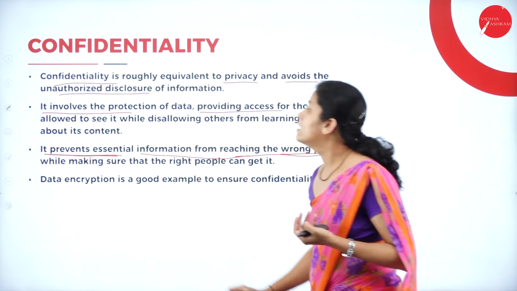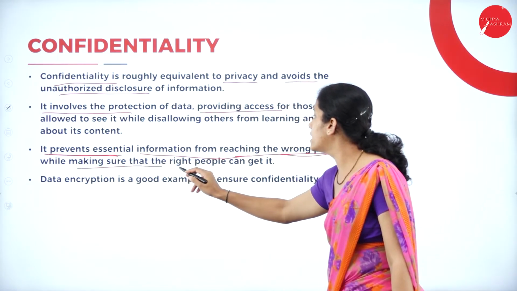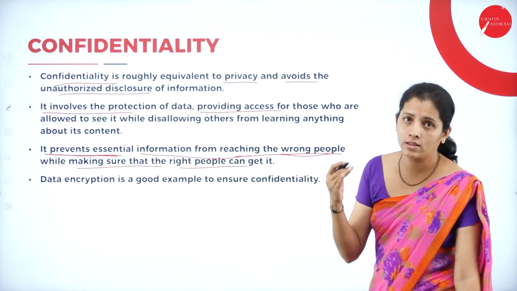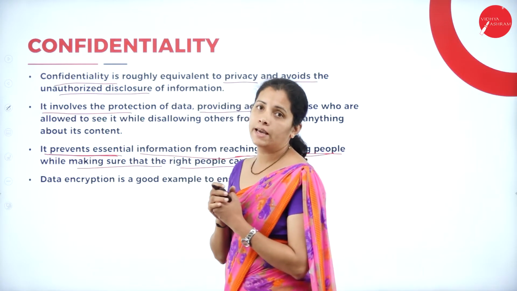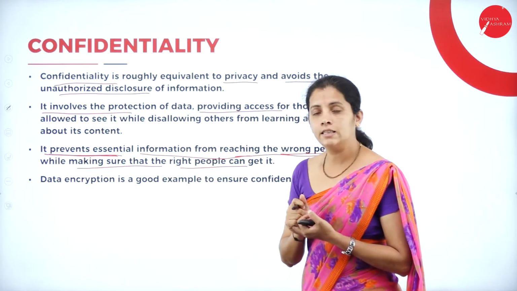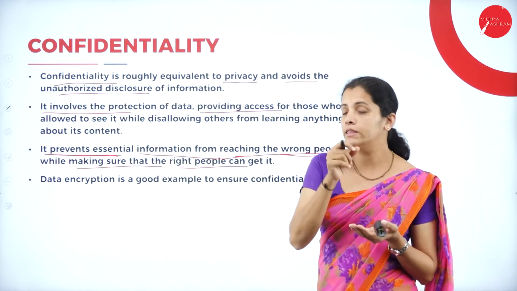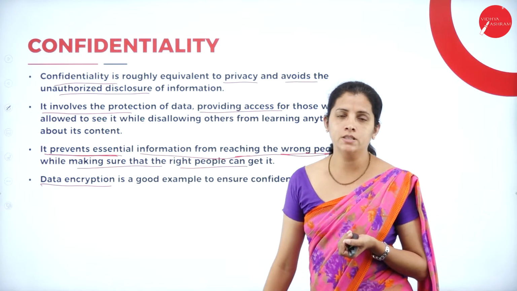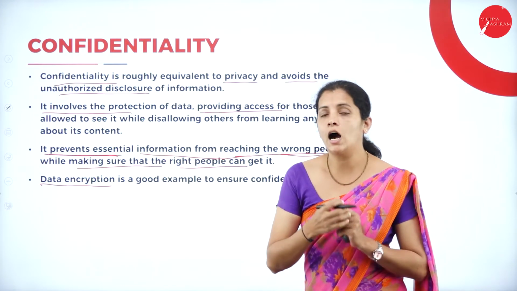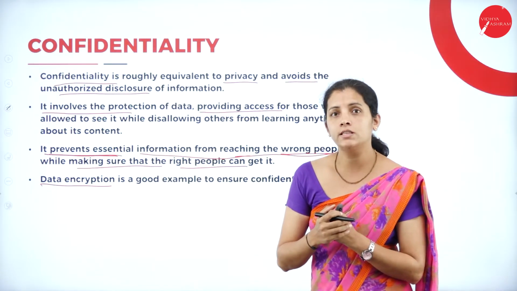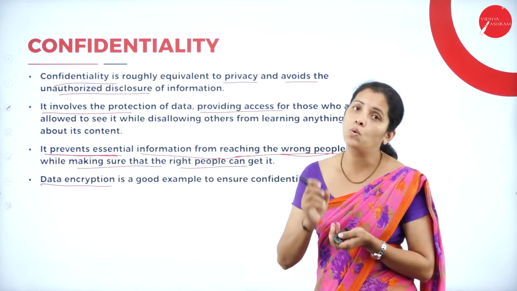So it prevents essential information from reaching the wrong people while making sure that the right people can get it. That means only the authorized or the right people can use those data. The best example for confidentiality is data encryption. Suppose you want to provide security for your data, then we can use data encryption. Data encryption is nothing but masking your actual data, or converting your actual data into some other form so that another person cannot read or decode that data.